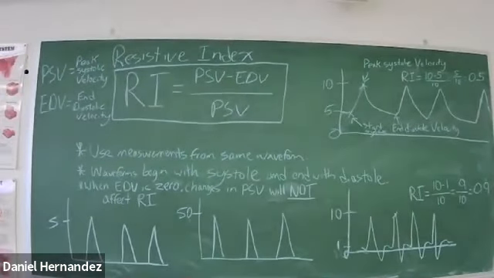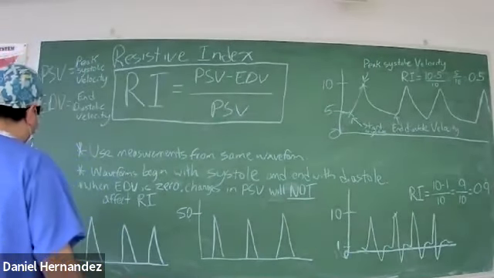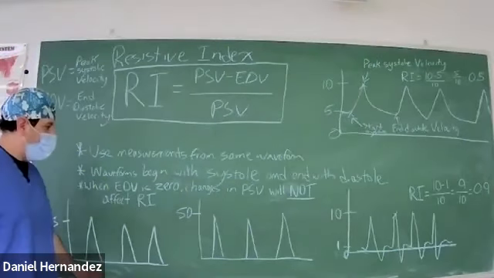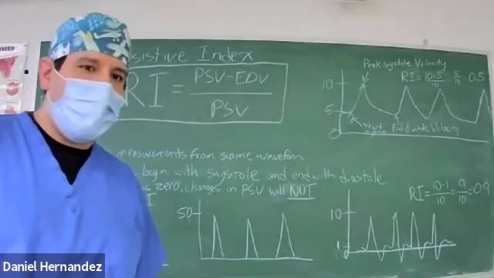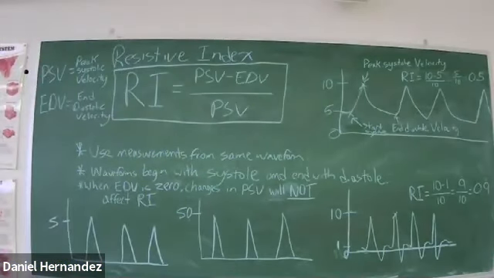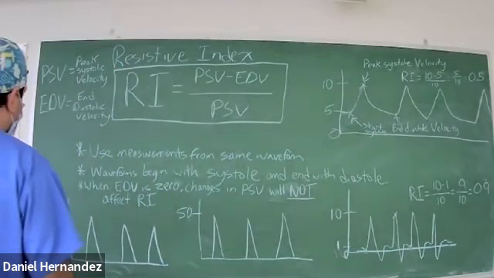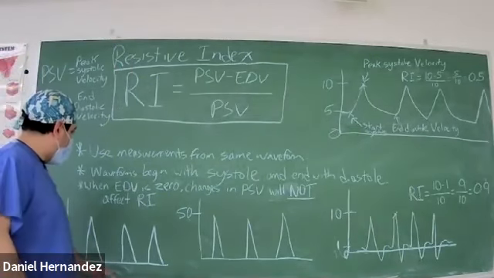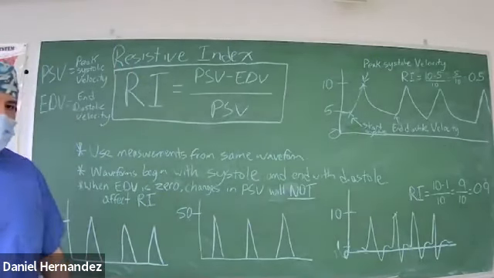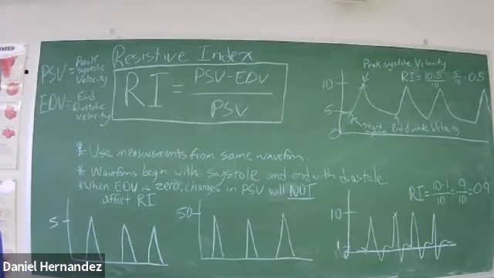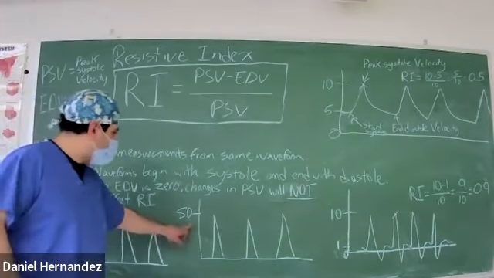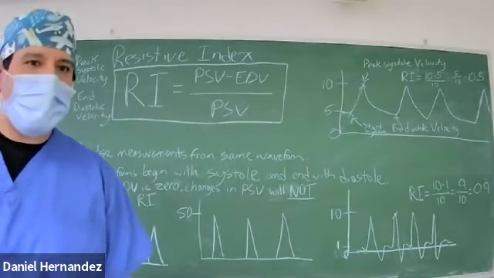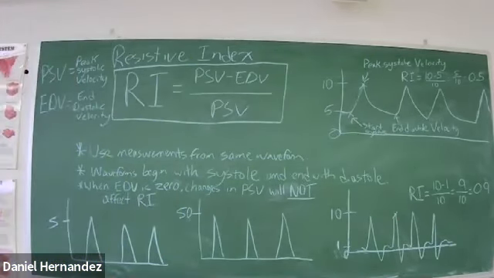Another thing to remember is if you look at these waveforms here, all we see is a systolic component. There is no diastolic component to those two waveforms. When we have no diastolic velocities, or our end diastolic velocity is 0, changes in our peak systolic velocity, so this one's 5, this one's 50, will not have an effect on your resistive index.